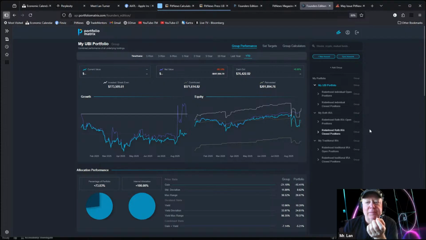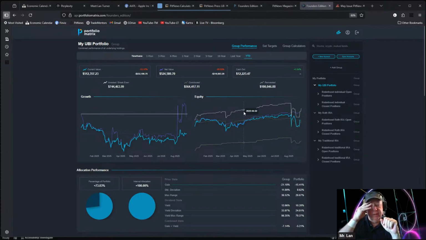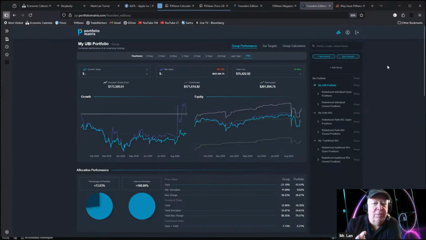It's designed specifically for people who want to run these UBI, Universal Basic Income portfolios, like I've been teaching you, and don't want to do the big spreadsheets. He's designed it so that you can do the buy low, sell high. It's a full portfolio designed for everybody.